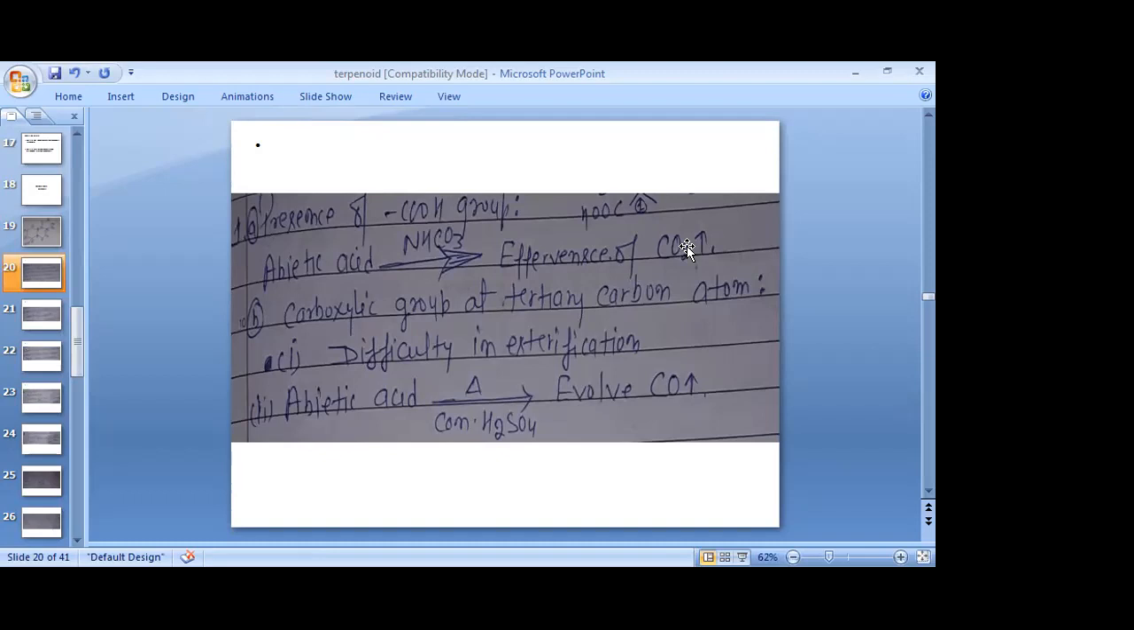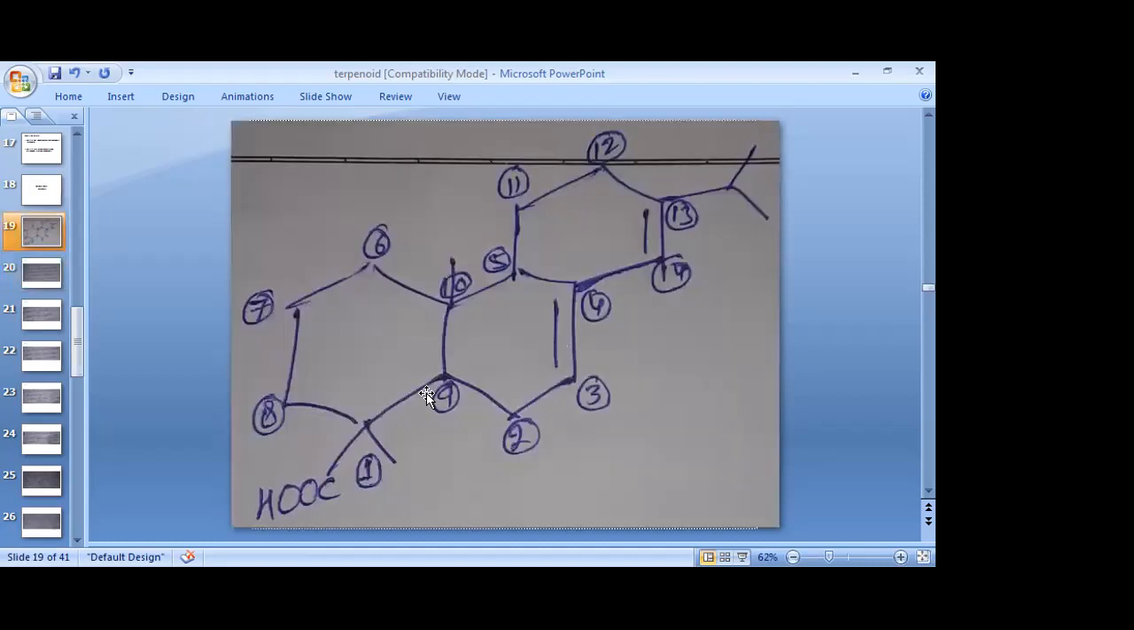How do we confirm the presence of the COOH group? We take a small amount of abietic acid in a test tube and add a small amount of sodium bicarbonate. If effervescence of carbon dioxide is released, we confirm there is a COOH group. After that, the next point: the carboxylic acid is present at a primary, secondary or tertiary carbon atom. Here, the carboxylic acid is present at a tertiary carbon. Why? You can see here.